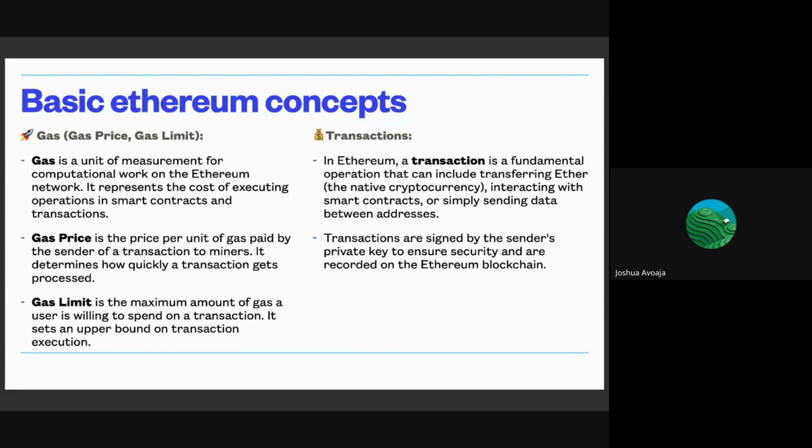Then a transaction is a fundamental operation that can include transferring Ether, which is Ethereum's native currency, interacting with smart contracts, or simply sending data between addresses. And transactions are signed by the sender's private key to ensure security and are recorded on the Ethereum blockchain.